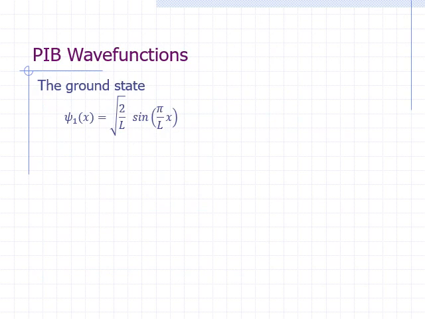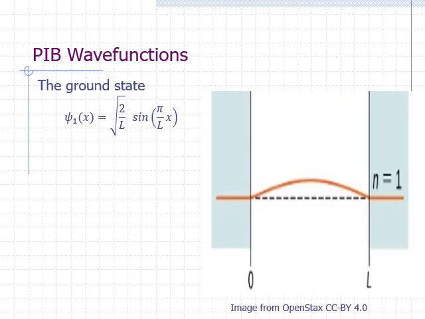Let's take a look now at the plots of the PIB wave functions. Let's start with the ground state. Inside the box, psi for n equals 1 is square root of 2 over L times the sine of pi x over L. Here's what the plot looks like. Note that at x equals 0, psi is 0. If we plug in 0 for x, the sine function is equal to 0, which makes psi equal to 0.